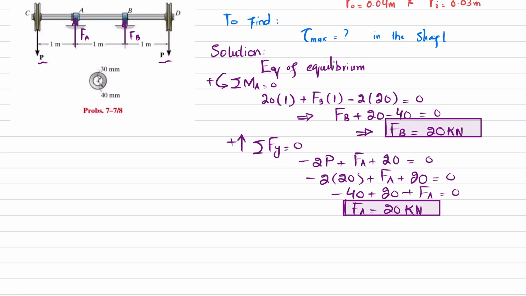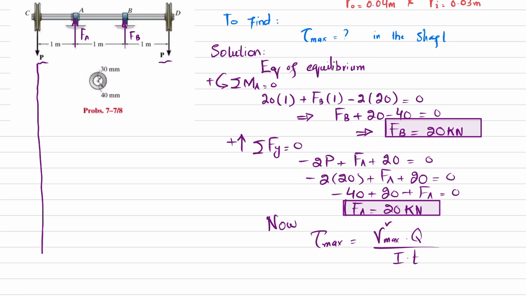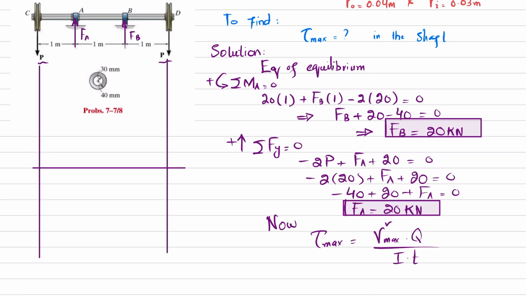Now we know that maximum shearing stress is equal to maximum shear force V max times Q divided by I times t. We do not know V max, so how will we find it? We will draw the shear force diagram for this. I will draw vertical lines from the ends, and we will draw a horizontal line to show the length of the beam X in meter. We will plot shear force here in kilonewton.